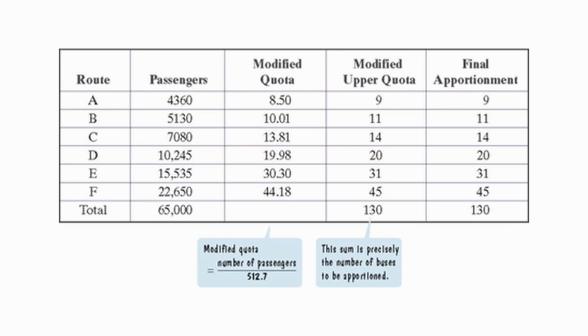512.7. So we would get modified quotas of 8.5, 10.1, 13.81, 19.98, 30.30, and 44.18, which we would round up every single time because that's how the modified upper quota works, to 9, 11, 14, 20, 31, and 45 for a final apportionment there that gets us to the appropriate value of 130.